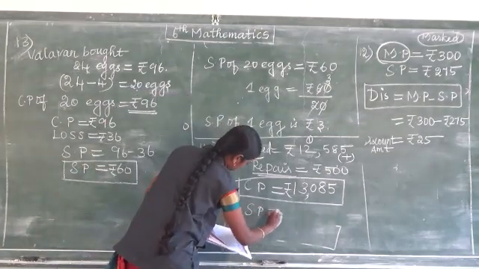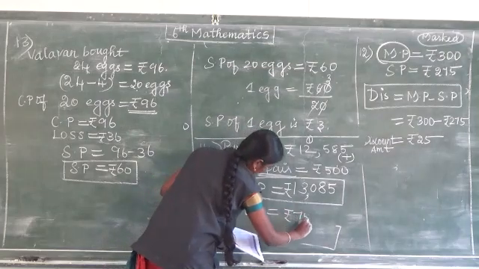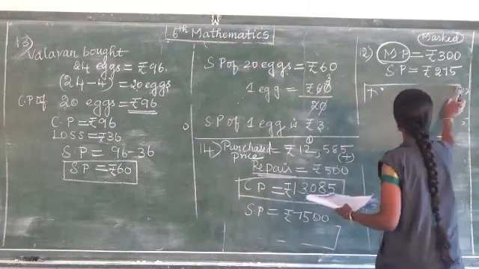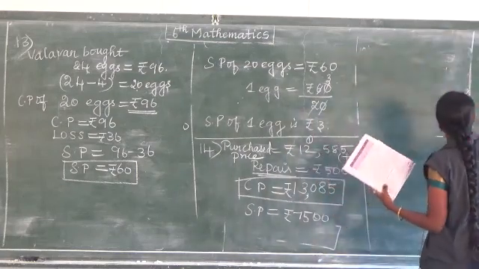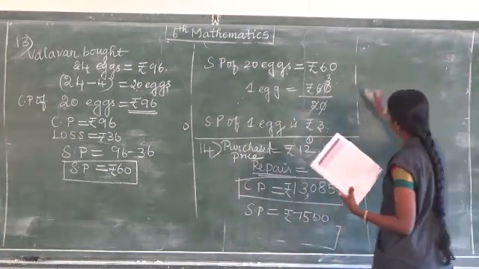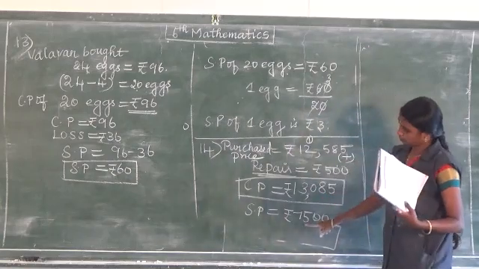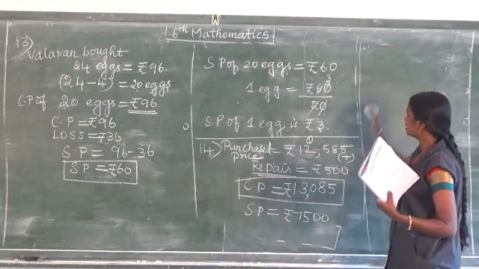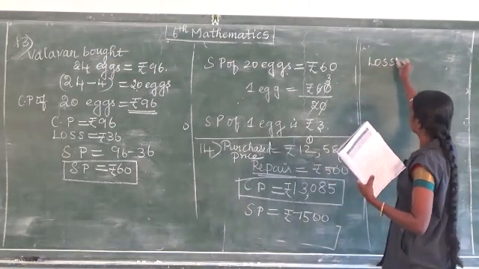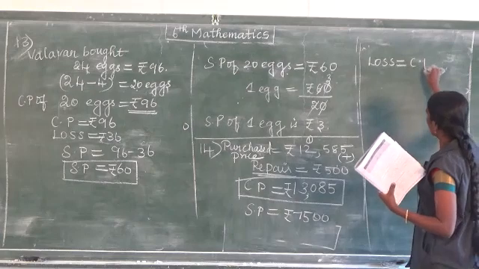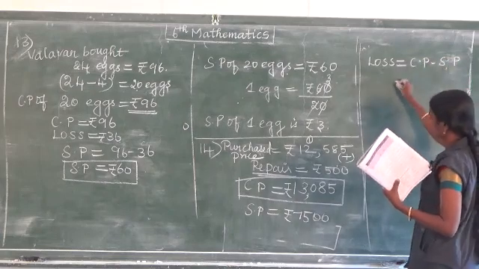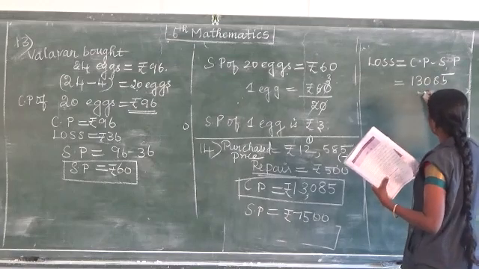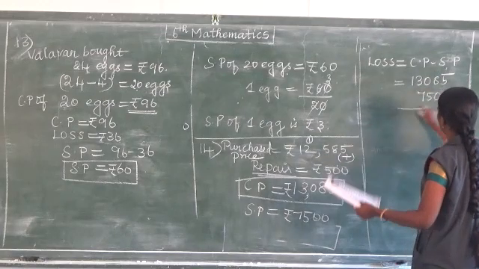The selling price is rupees 7,500. So if you compare the cost price and the selling price, the selling price is less. So definitely it is a loss. Subtract the cost price minus the selling price. Cost price is 13,085. Selling price is 7,500.